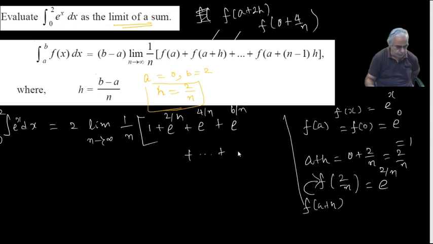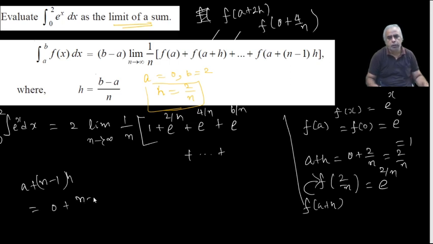And we get e power a plus n minus 1, is it not? Into h. That is equal to, what is a? 0 plus n minus 1 into h, which is 2 by n. So we can put e power 2 into n minus 1 divided by n. So this is the final value.